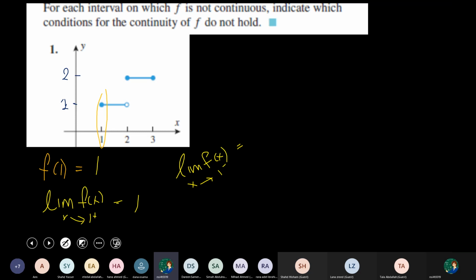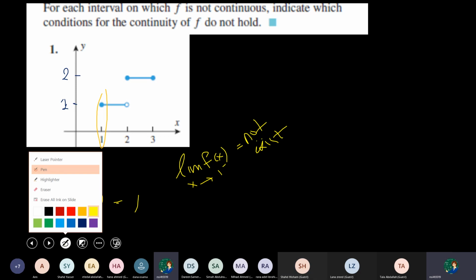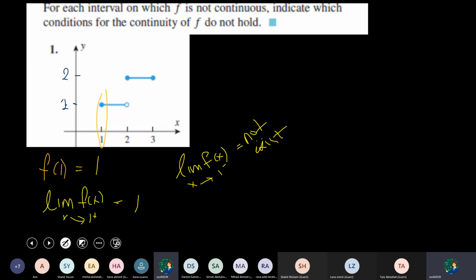From the left, I don't know. It's not exist. Is there any function here before 1? No. So I can say that it's not exist. So is the function at 1 continuous? No. Why? Because they are not the same value. Thank you. So we conclude from here that the function at x equal 1 is not continuous.